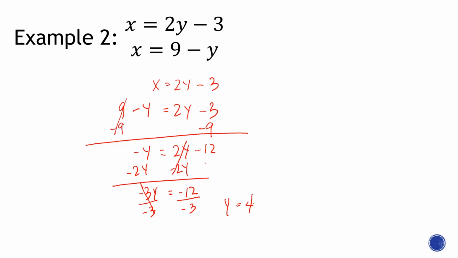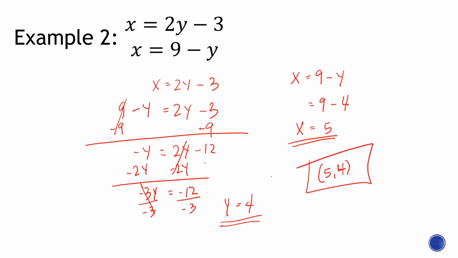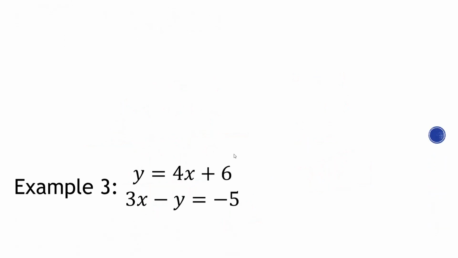The next step is to solve for x, of course. We can choose any of those two equations. Let's choose the second one again. So this is 9 minus 4. That means x equals 5. Therefore, our answer is at (5, 4). There you go. Okay. Let's go to the third example.